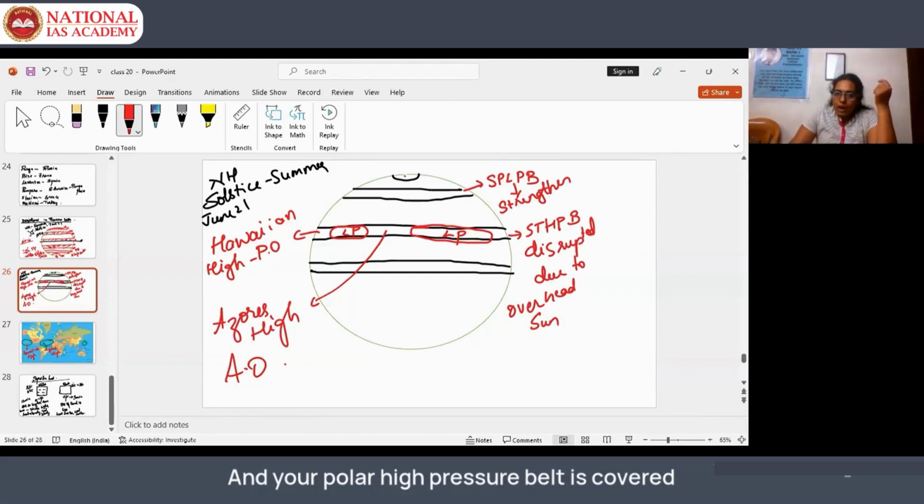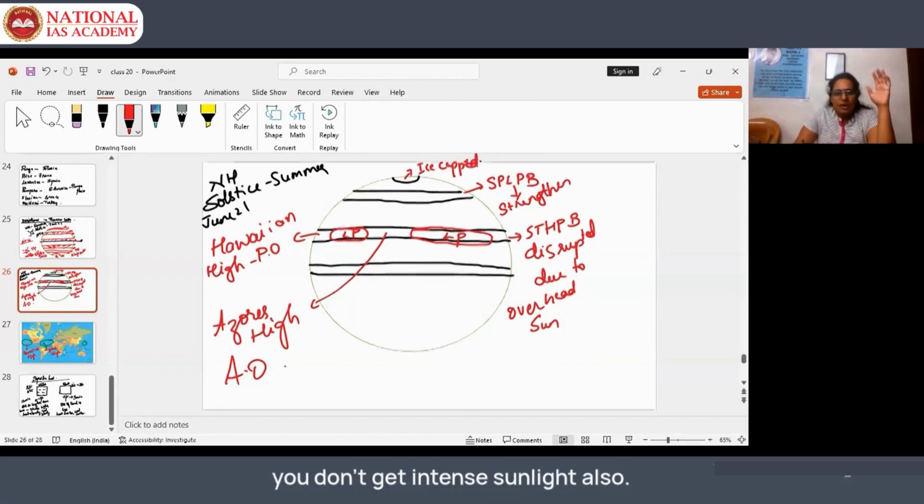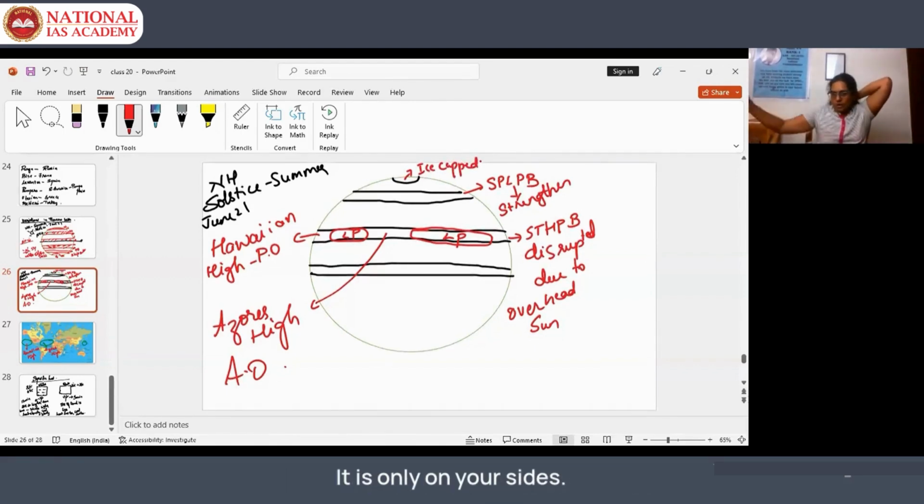And your polar high pressure belt is covered in ice. So there you don't have the impact of it. Okay, so it is ice capped. And on top of that, in the polar region, you don't get intense sunlight either. It is only on your sides. Around the horizon, you only see the sun. So there is no direct impact of sunlight on this region. So it is ice capped. There also you don't find any difference. Okay.